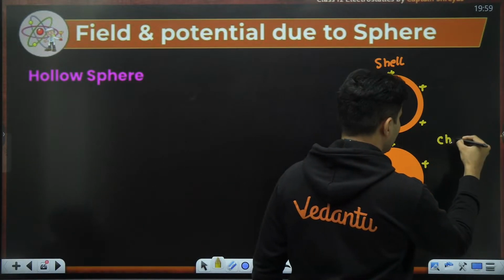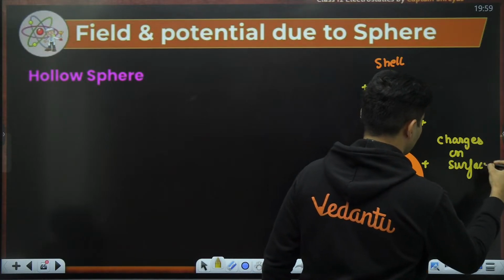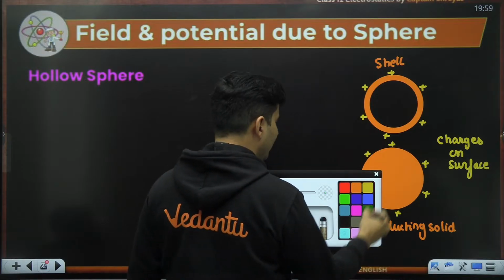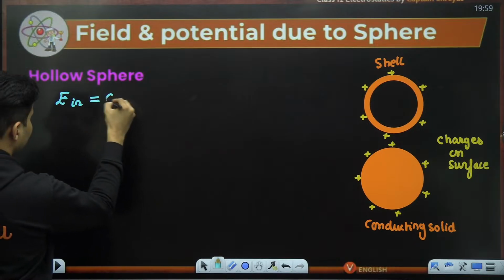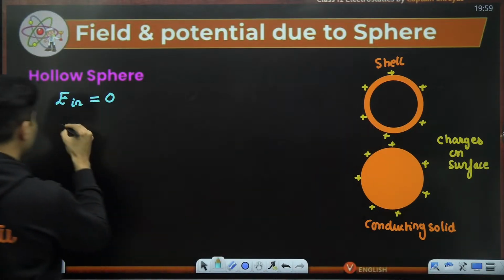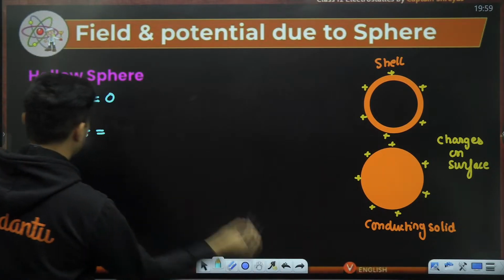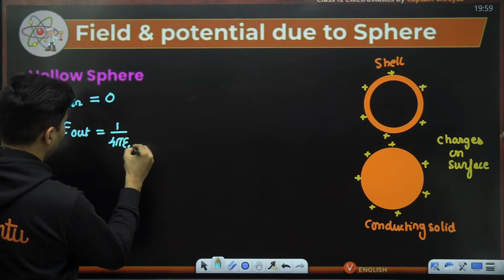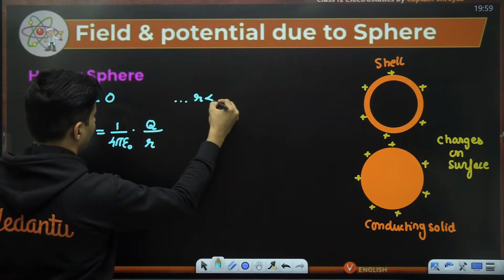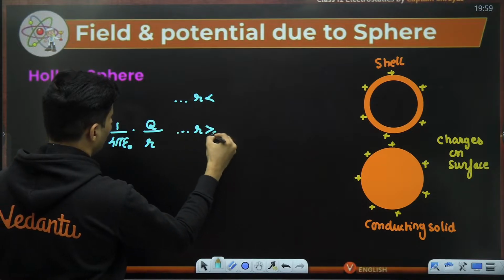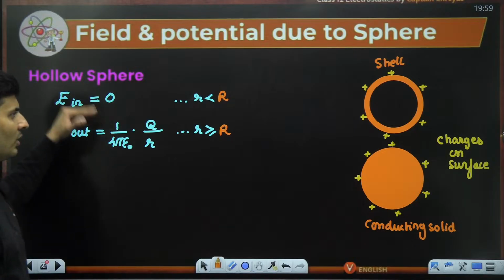The charges are on the surface. So if you try to find the electric field inside, the answer will be 0. Everywhere inside, the field will be 0. The electric field outside will be 1 by 4 pi epsilon naught, the charge divided by the distance squared. So this is when you are inside, less than r, and this is when you are outside, more than r. This is for the field.